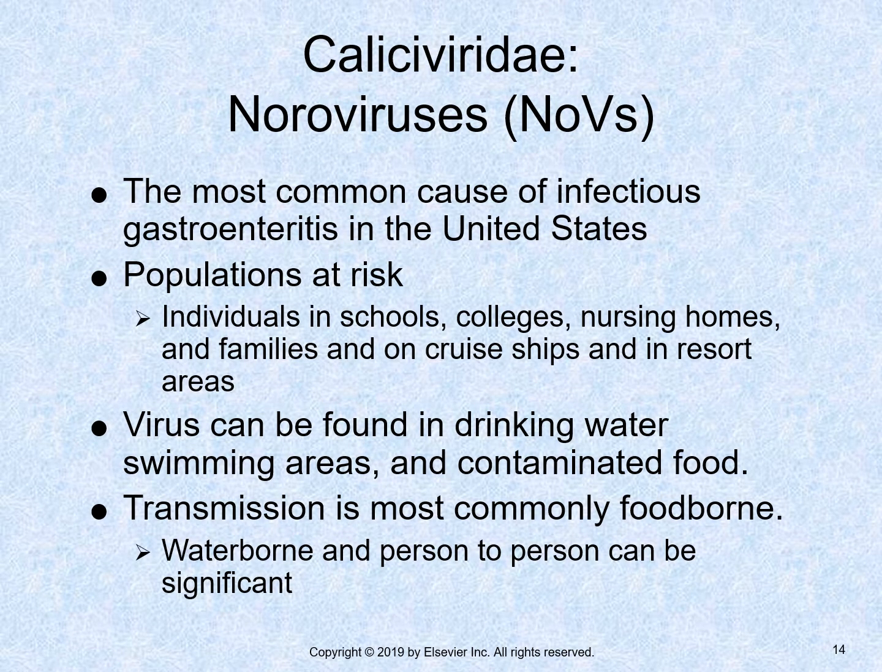The family Caliciviridae contains 5 genera: norovirus, sapovirus, nebovirus, lagovirus, and vicivirus. Noroviruses are the most common cause of infectious gastroenteritis in the U.S. The populations at risk include individuals in schools, colleges, nursing homes, and families on cruise ships and in resort areas. Viruses can also be found in drinking water, swimming areas, and contaminated food. Transmission is most commonly foodborne, but can also occur waterborne and person-to-person contact, and this can be significant.